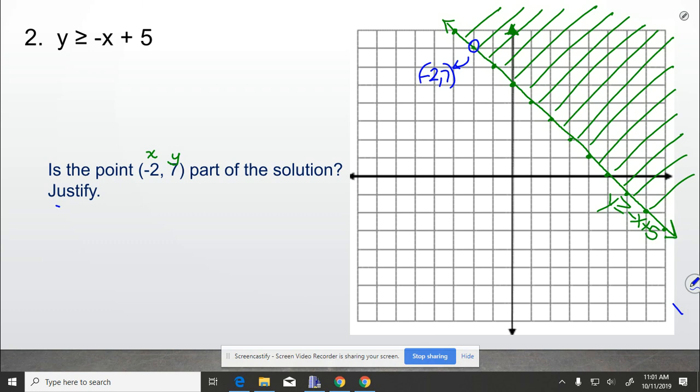So we do 7 is greater than or equal to -2 plus 5, which is 7 is greater than or equal to 2 plus 5. 7 is then greater than or equal to 7. Now, 7 is not greater than 7, but it is equal, so that satisfies the inequality. And now we've justified that it is part of the solution.